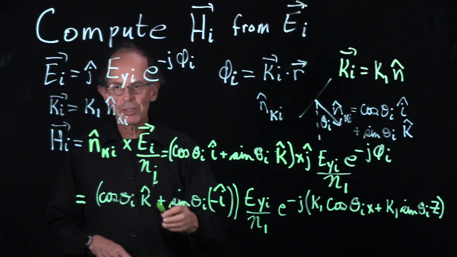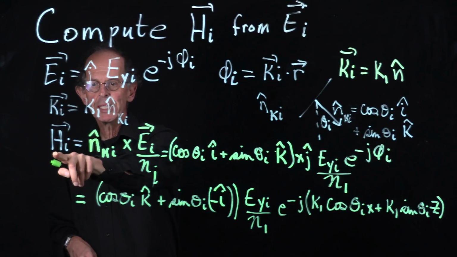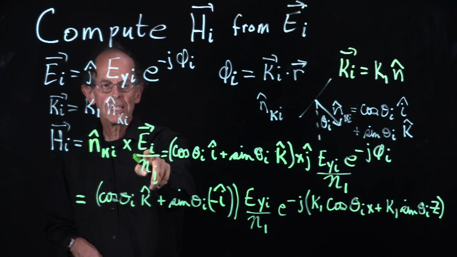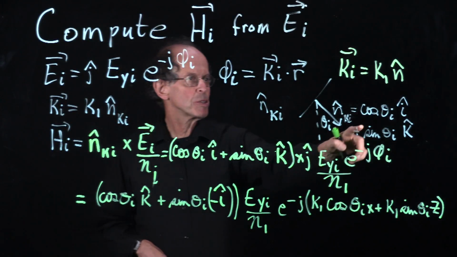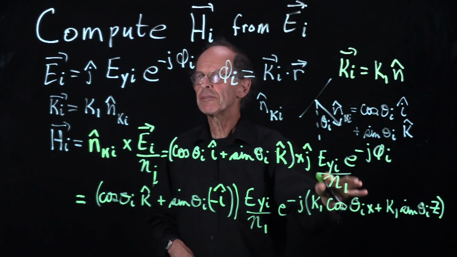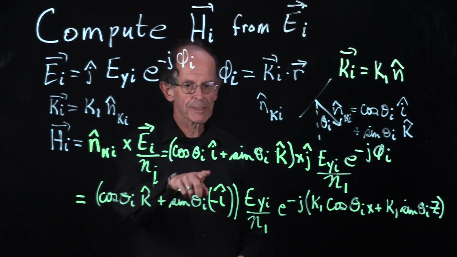Let's now compute the cross product. This comes from Maxwell's equations for plane waves. HI is n hat ki cross ei divided by eta I. Well, we know what this is. We just computed it here from geometry. The E is given by this equation here. Now we just take a cross product.